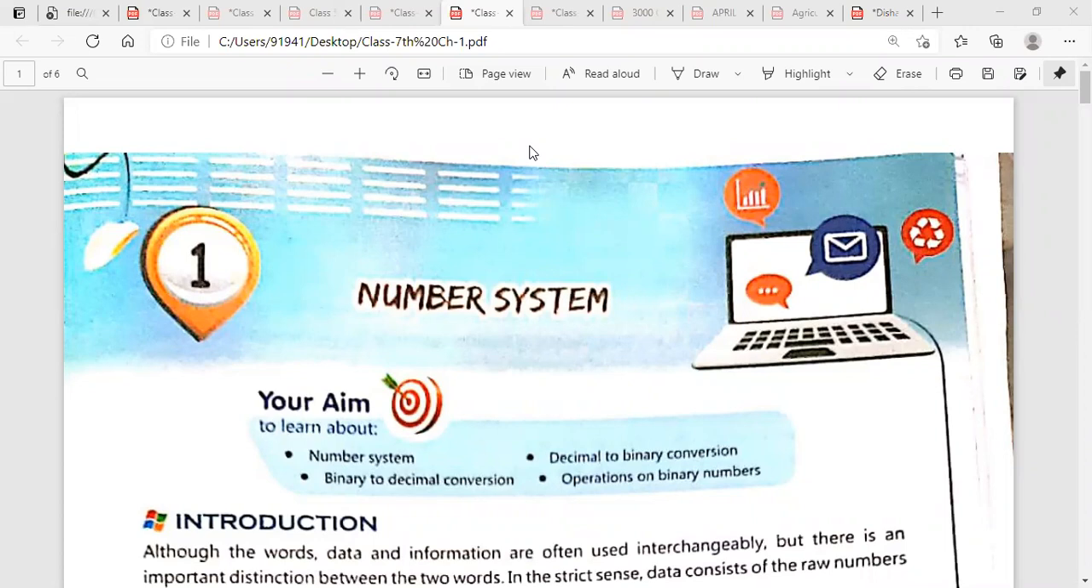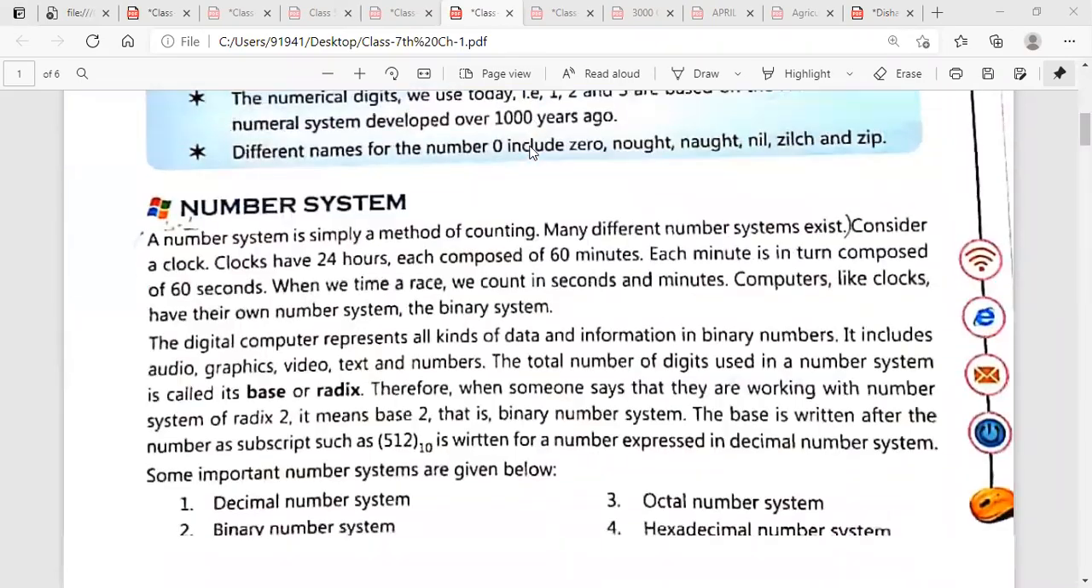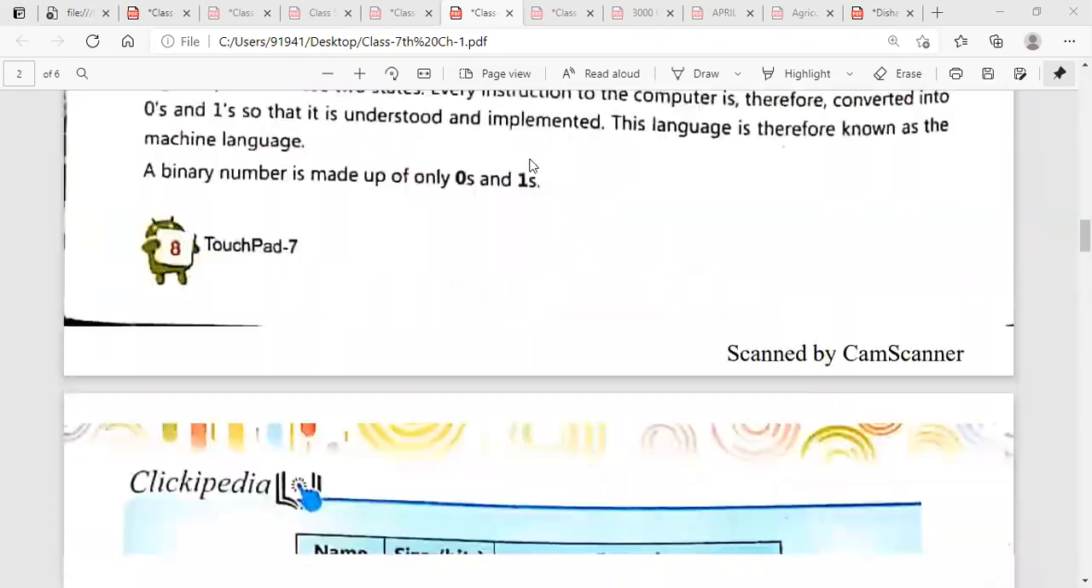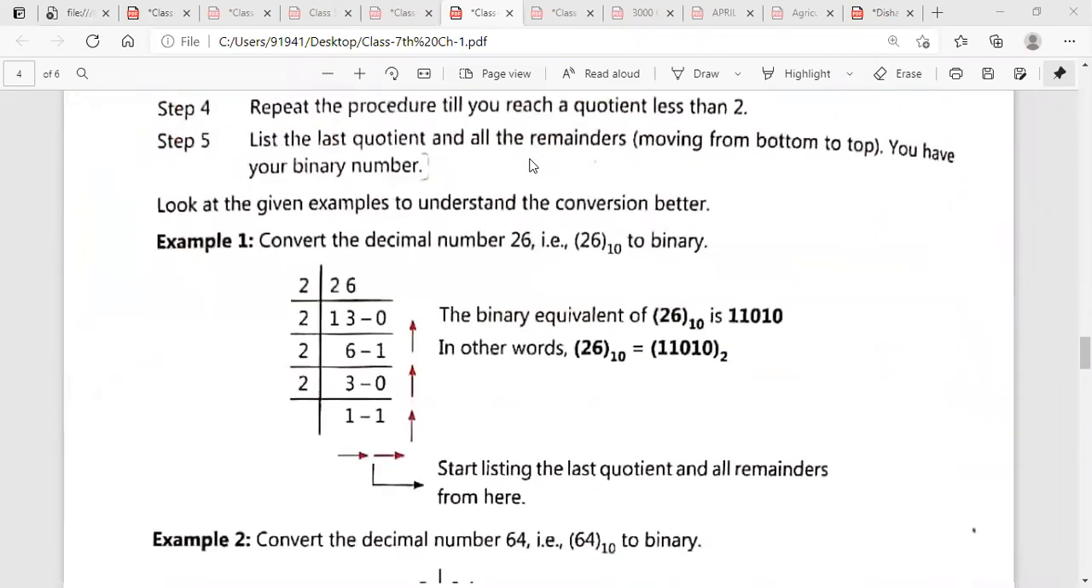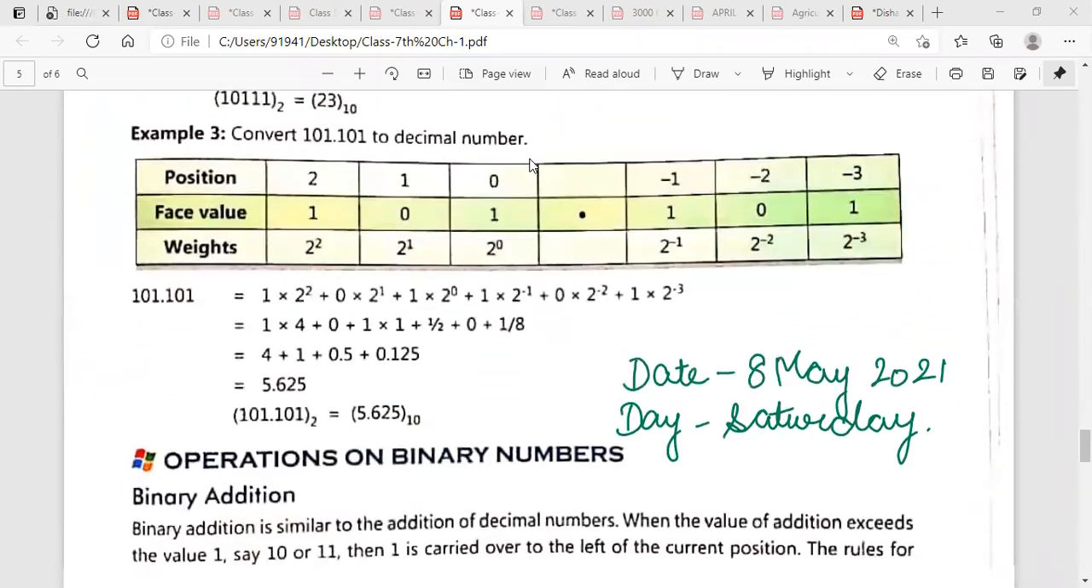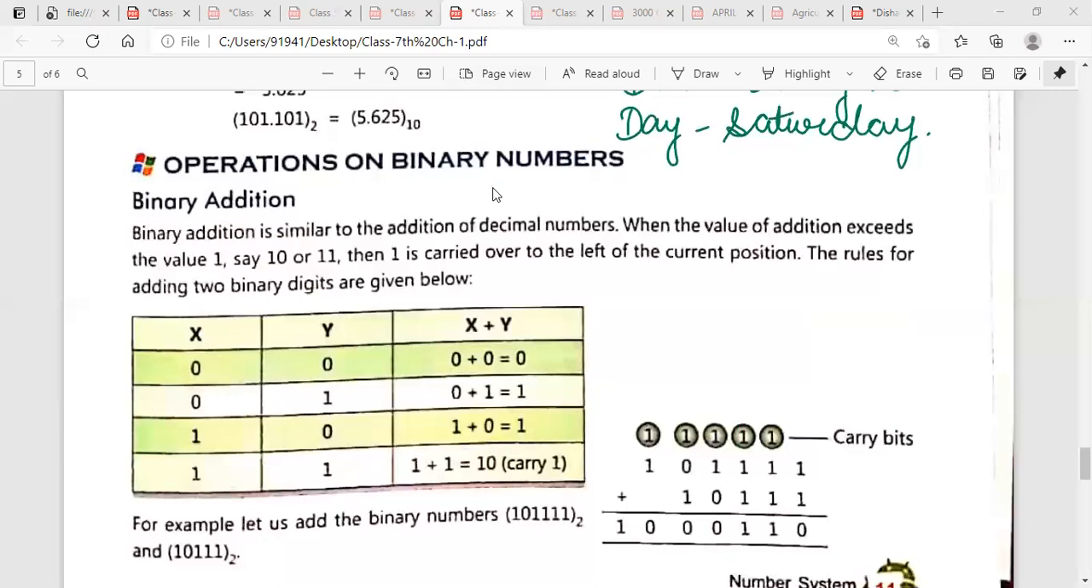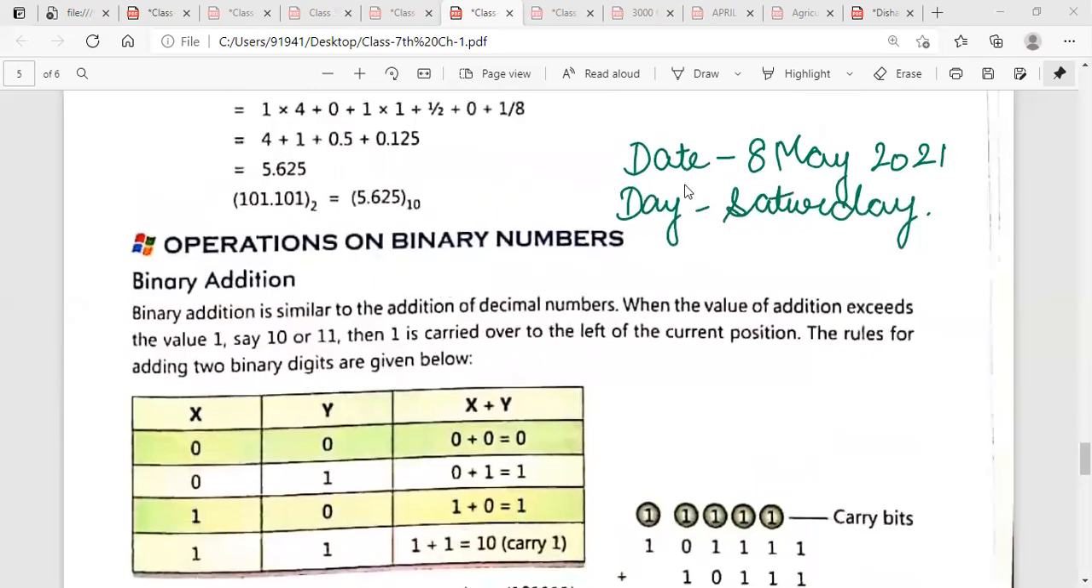We were doing chapter number one, whose name is number system. We have already covered a few topics, and today we will start from a topic that is operations on binary number. First, write the date and day on the top of this topic. And the topic is operations on binary number.